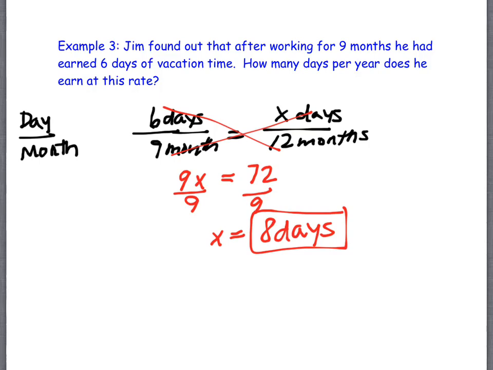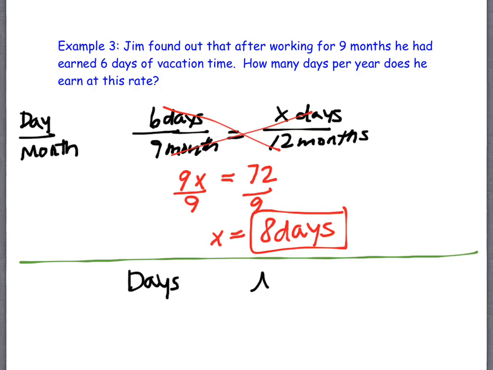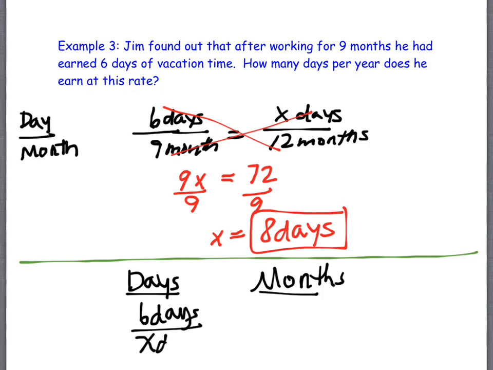Now let me show you another way we could have set this up that will yield the exact same answer, Beth. We could have set it up so that everything on the left is days and everything on the right is months. So how many days do I have of vacation right now? 6 days. And I want to know how many days I will have at the end of the year, presuming I don't use them. And I can compare that to, well, how many months have I worked? 9 months. And how many months will I work by the end of the year? 12 months. But lo and behold, look what happens when I cross multiply.